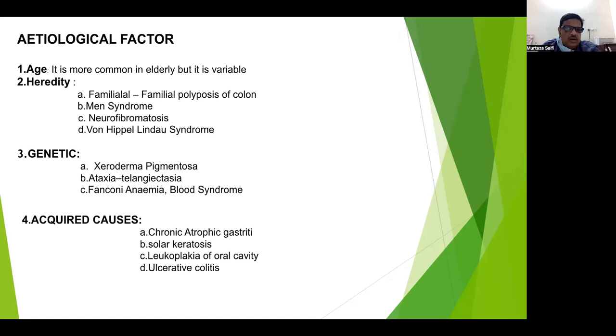It can be acquired causes, like chronic atrophic gastritis converting into carcinoma of the stomach. Solar keratosis causes skin cancer. Leukoplakia of the oral cavity causes buccal mucosa cancer, squamous cell carcinoma of the buccal mucosa. Ulcerative colitis causes CA colon, carcinoma of the colon.